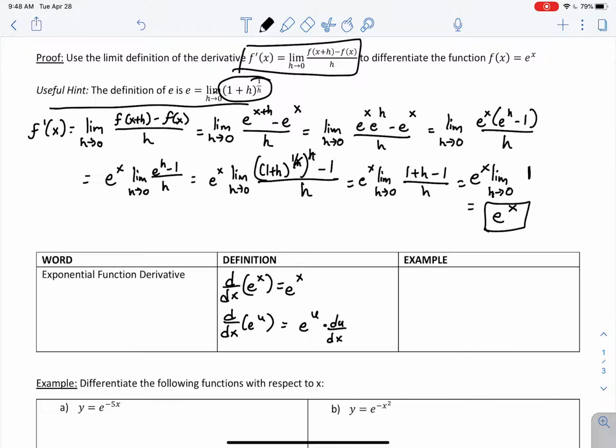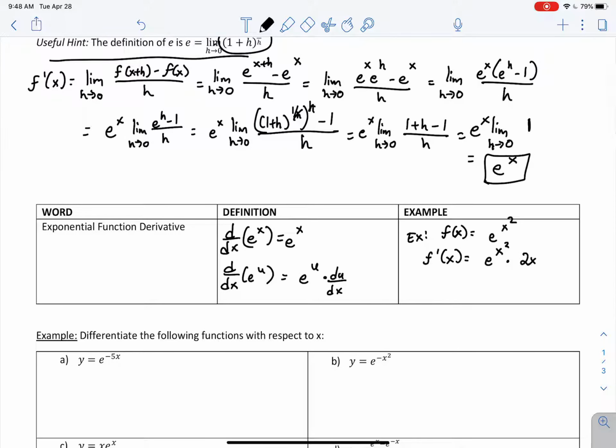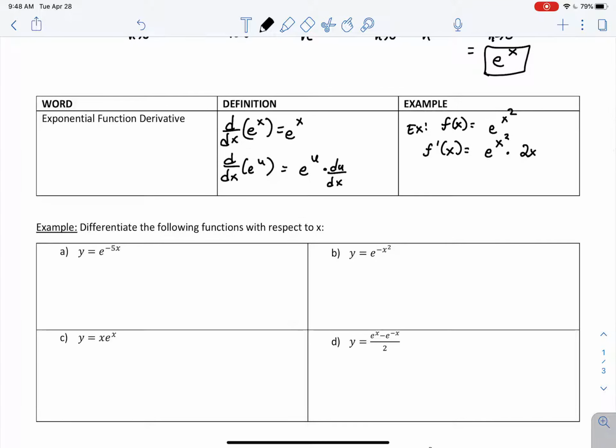So for example, if we had f of x is e to the x squared, then I want to find its derivative. I do e to the x squared times 2x, right, times the derivative of that inside function for the chain rule.